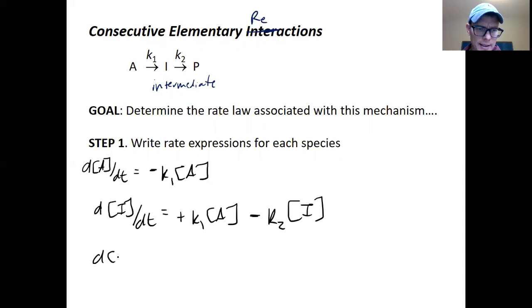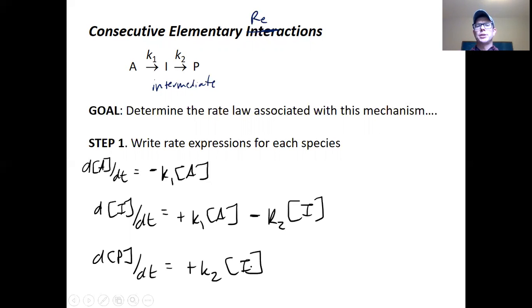Last but not least, dP/dt. I gain P in the second step. So it's a positive K2 times the concentration of I. Those are the rate expressions for each species.